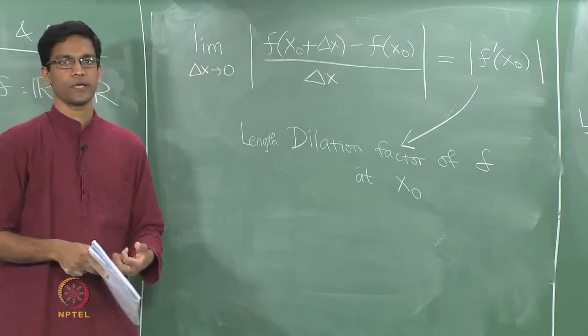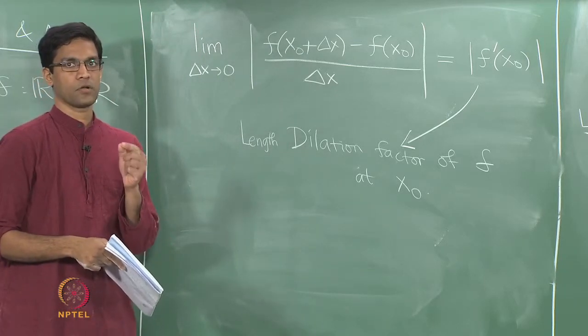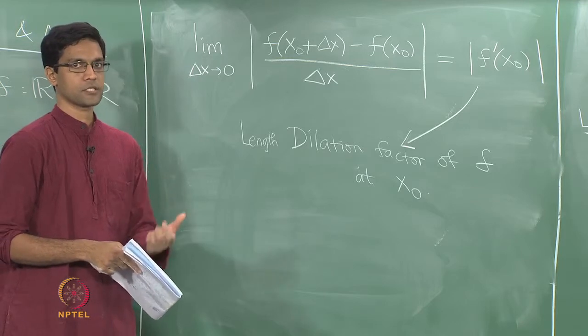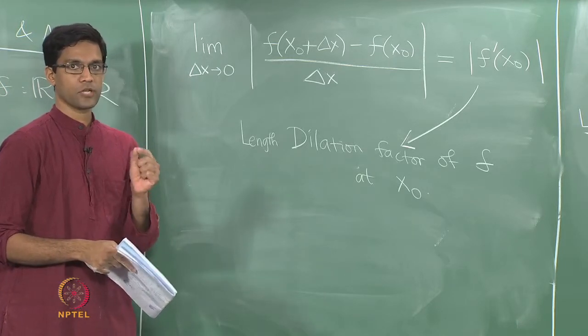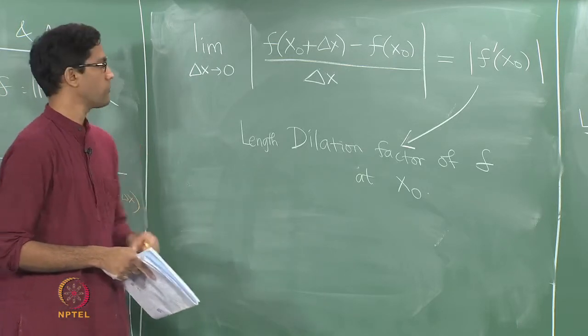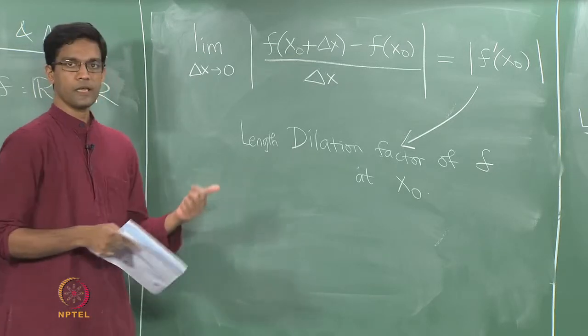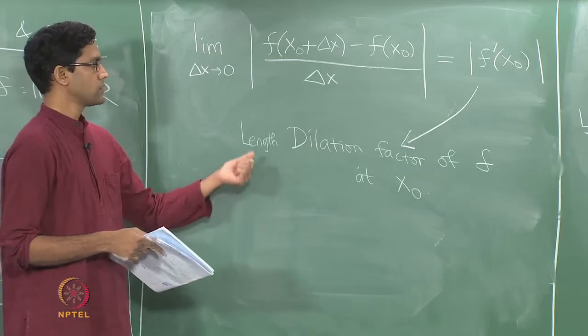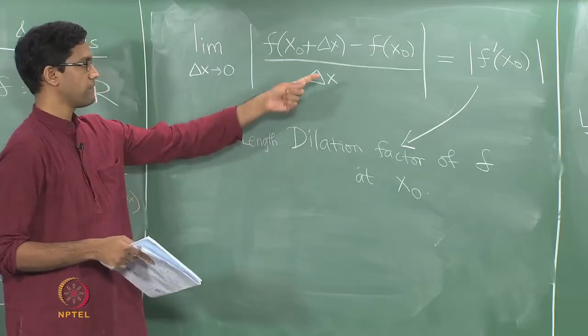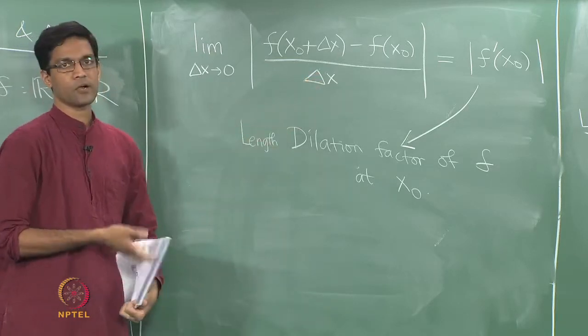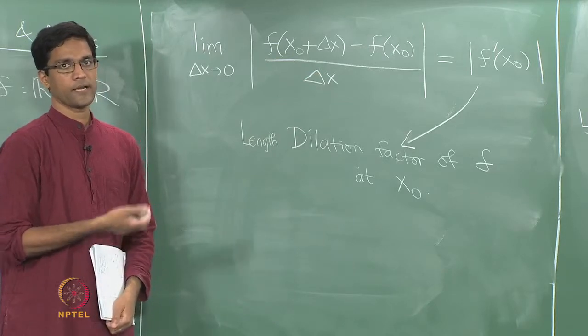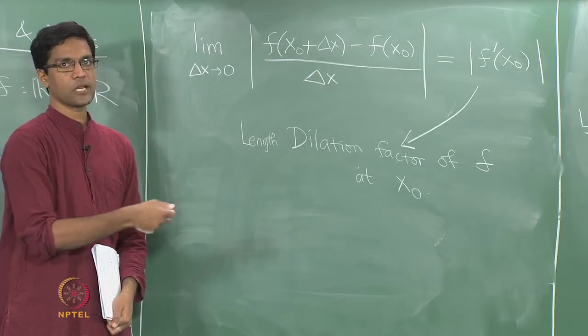All it is doing is keeping track of the amount by which intervals get scaled when those intervals are in a small neighborhood of x naught. But observe that unlike the case of a linear transformation, this is not uniform. The value of the derivative may not be a constant at all points. It is of course a constant if f is a linear transformation.